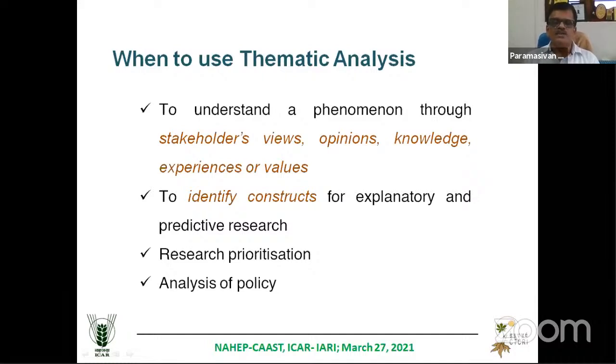Second one is to identify the constructs for exploratory and predictive research. So at the beginning stage of the impact assessment, you can go for a qualitative study. From there, you can identify the major dimensions of the impact. You might have already created the impact indicators at the beginning itself, but when you go for a qualitative study, you will get to know some more impacts which you may not have understood at the time of your baseline survey.